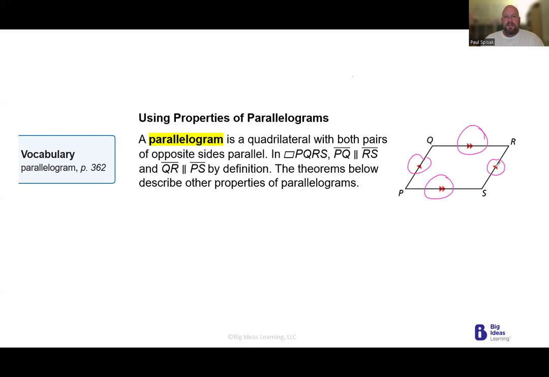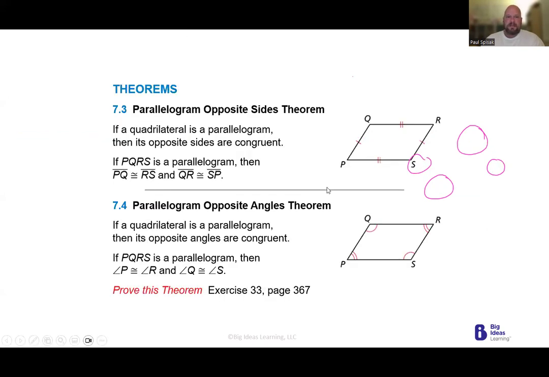Now, the theorem that we're going to talk about is on the next slide. Parallelogram opposite sides theorem: if a quadrilateral is a parallelogram, then its opposite sides are congruent. Parallelogram opposite angles theorem: if a quadrilateral is a parallelogram, then its opposite angles are congruent. So we know it is a parallelogram based on knowing that the sides are parallel. That's the definition. The theorems give us these extra pieces of information about the parallelograms.